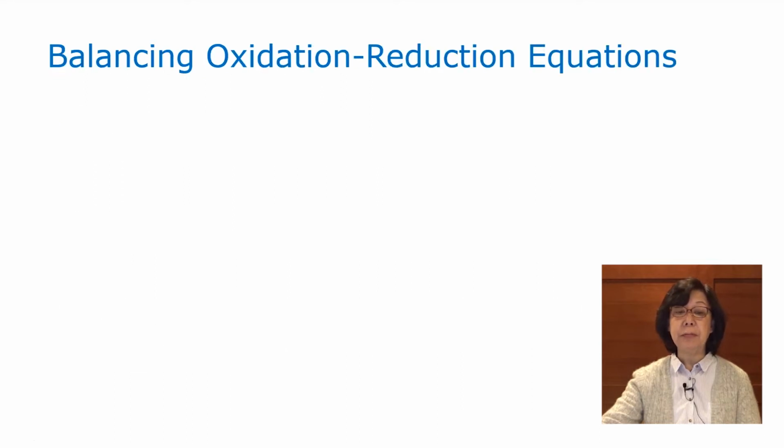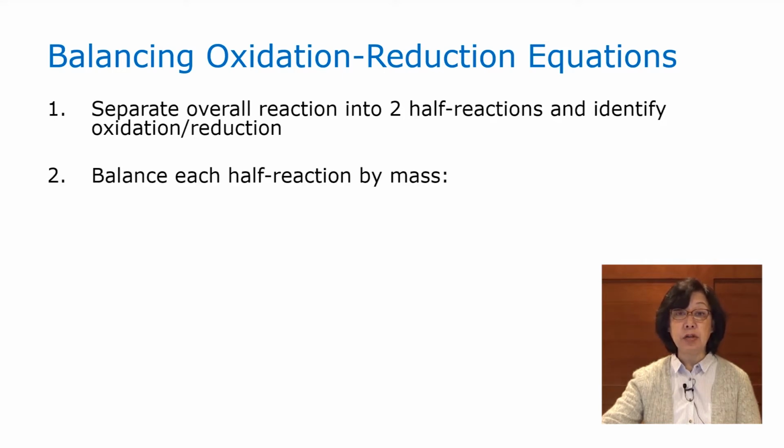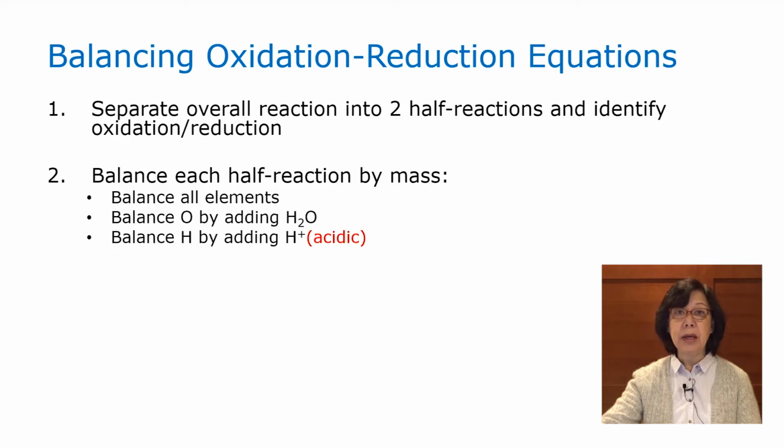First of all, we need to review balancing oxidation-reduction reactions. The procedure is, one, to separate the overall reaction into two half reactions and identify which is oxidation and which is reduction. Now we balance each half reaction by mass. This is done by balancing all elements other than oxygen and hydrogen. After we balance the elements, we then balance the oxygen by adding water. And that would create additional hydrogen. Therefore, we now balance the H by adding H plus, the positive ion.